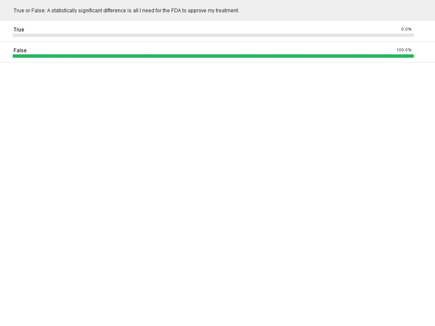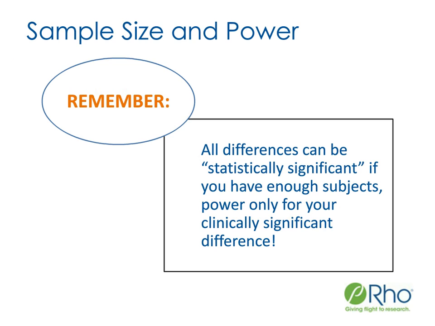Remember that sample size is related to the size of the clinically significant difference that you choose, so it is possible to show that even small differences are statistically significant if your sample size is large enough. It is important that you choose a clinically significant difference that will also translate to benefit for patients.